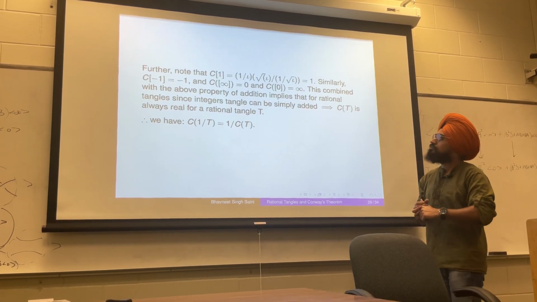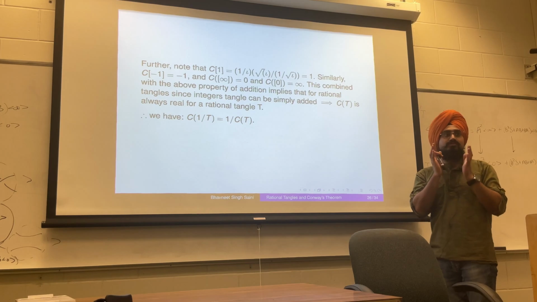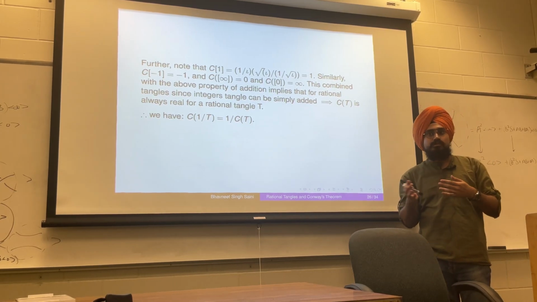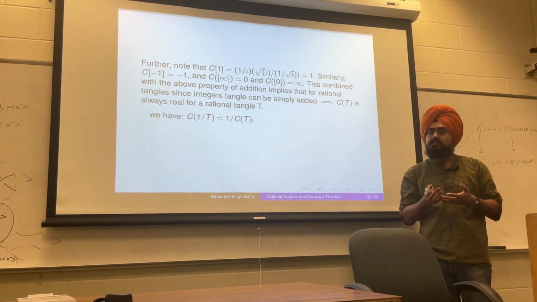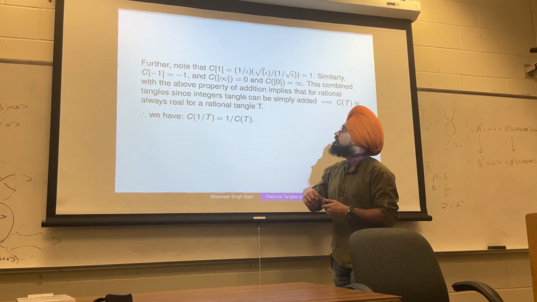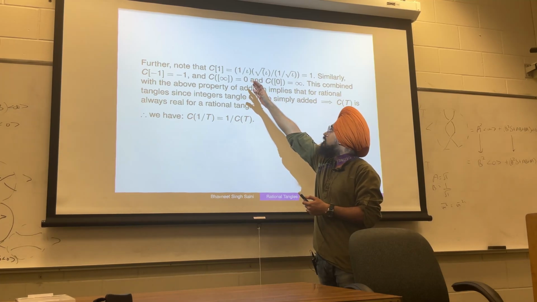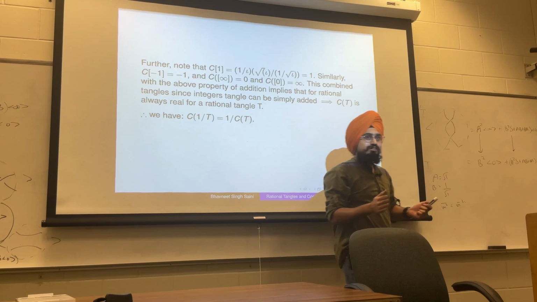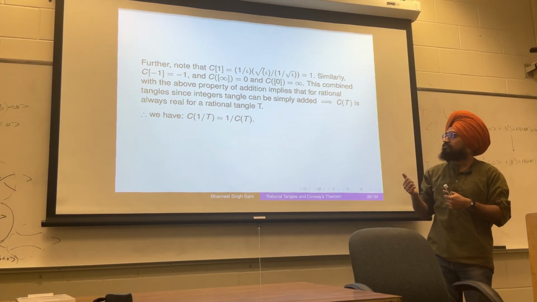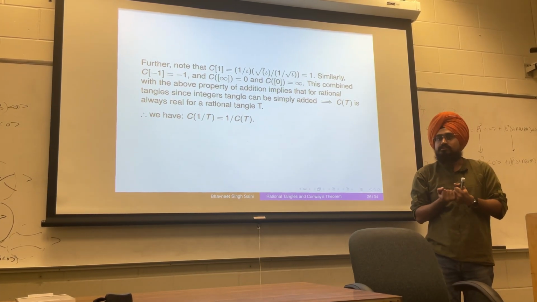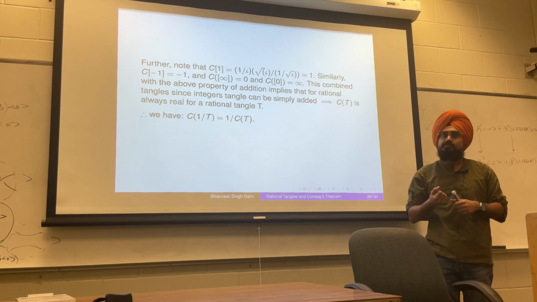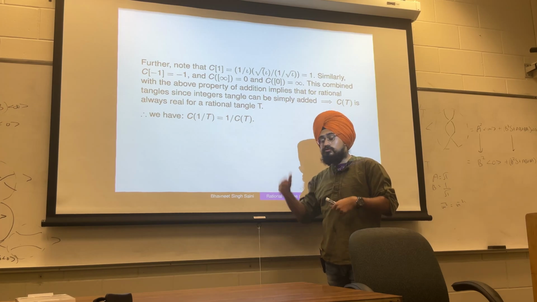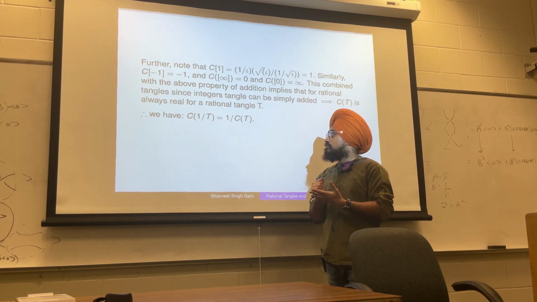So now note that, as we had seen for rational tangles, you can build tangles using just the integer tangle T1 or T minus 1, basically. For T1, we see that C of the integer tangle T1 is simply 1, and for T minus 1 it is just negative 1. So that tells us that for any rational tangle, our C of T would just be real, so we don't really need to worry about the complex conjugation. So C of 1 over T is just 1 over C of T, the conductance invariant of the tangle T.